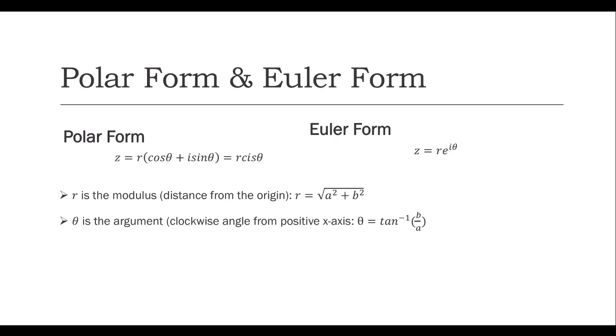So for both of these equations, r is the modulus, which is the distance from the origin. So it's the square root of a squared plus b squared, and your a and b are from your Cartesian form, where you have a plus bi. So it's the square root of your real part squared plus your imaginary part squared.